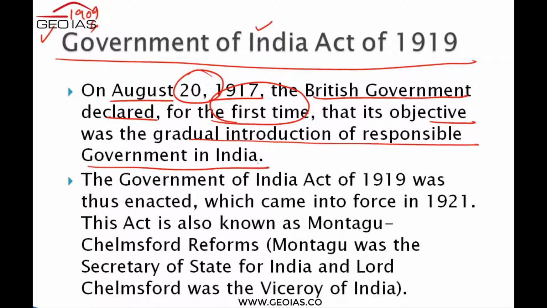So on August 20, 1917, the British government declared it. So what is its objective? Its objective is to introduce a responsible government in India. So what is this responsible government?